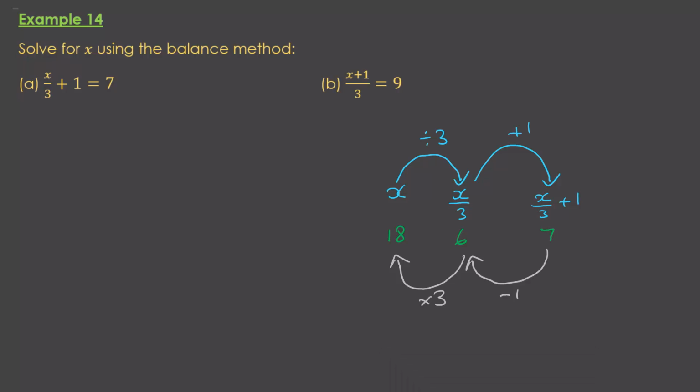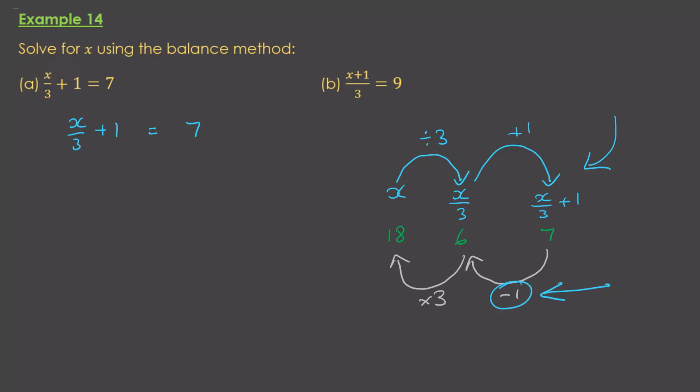Solve for x using the balance method. And for part A, just as we did with the last example, let's do it with the flowchart inside. So we know that this part is going to give us the order of operations for solving. So we start with x over 3 add 1 is equal to 7.